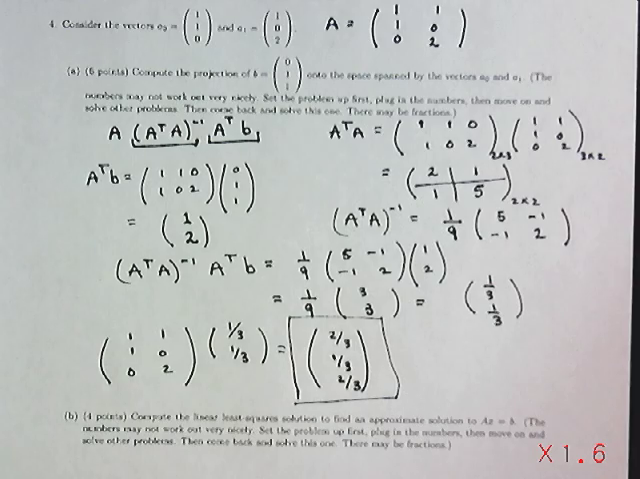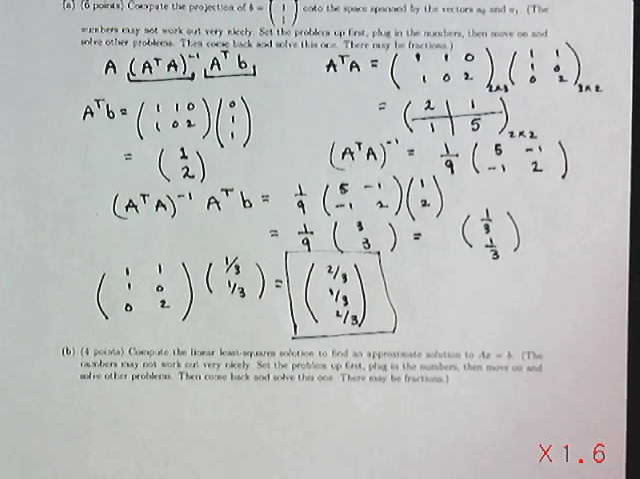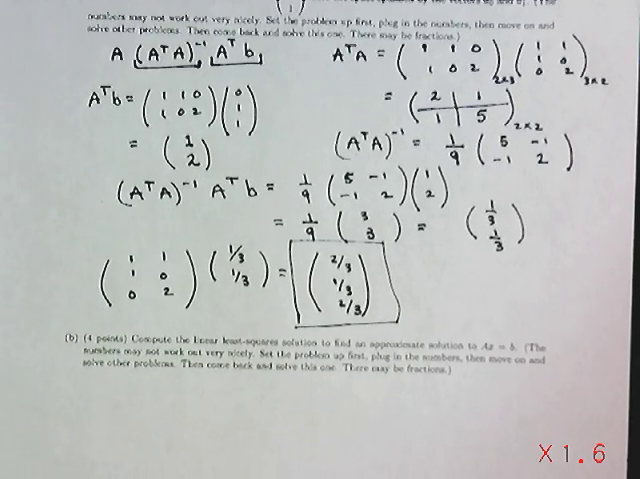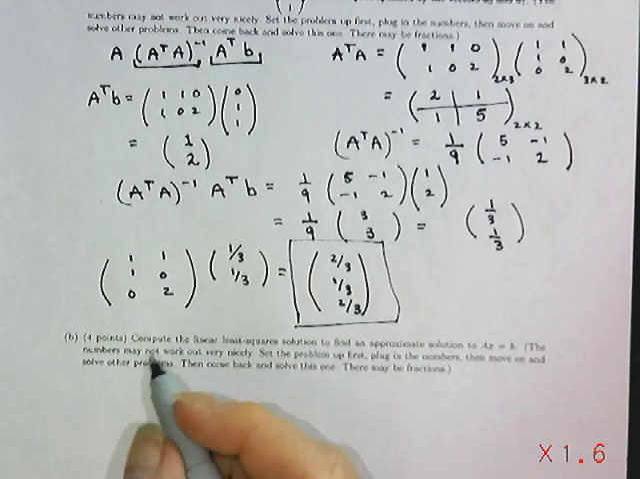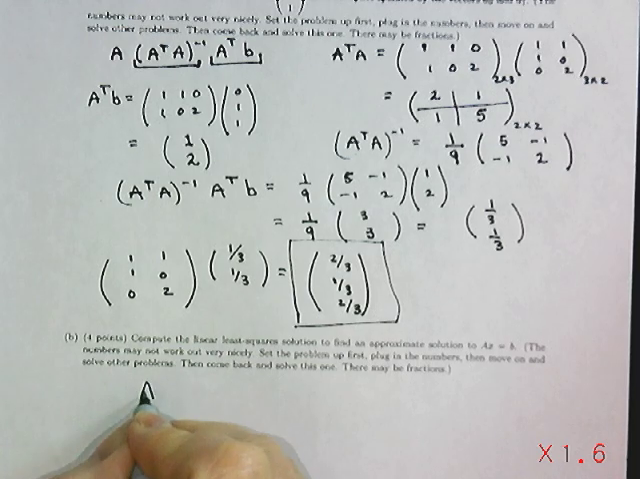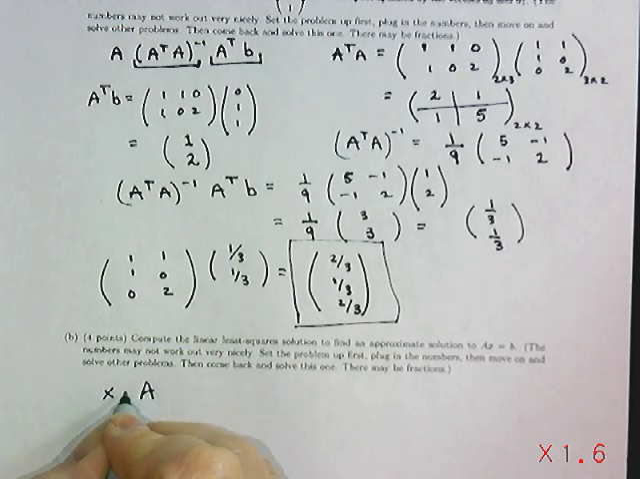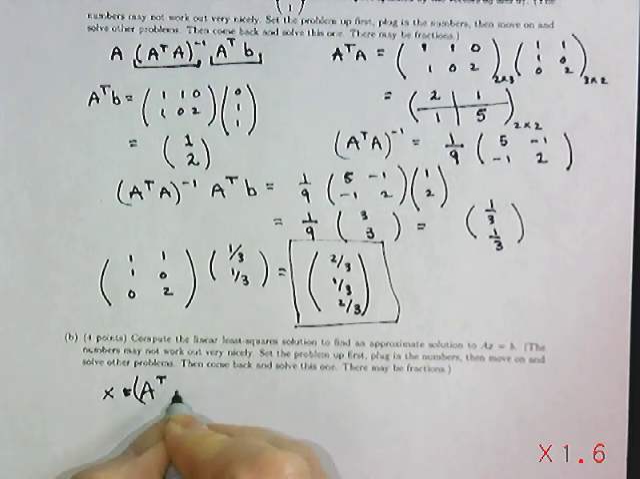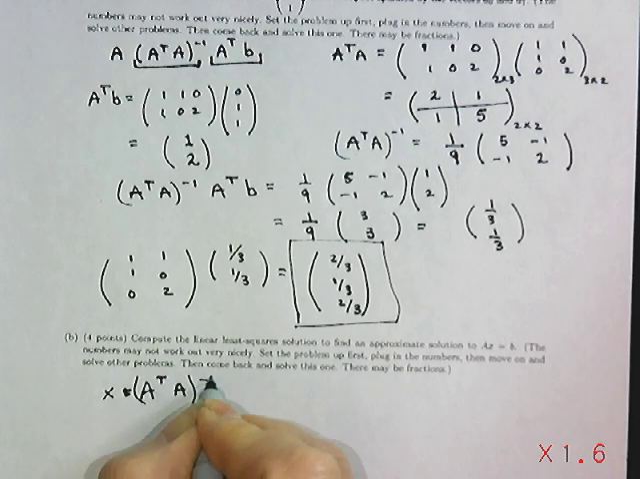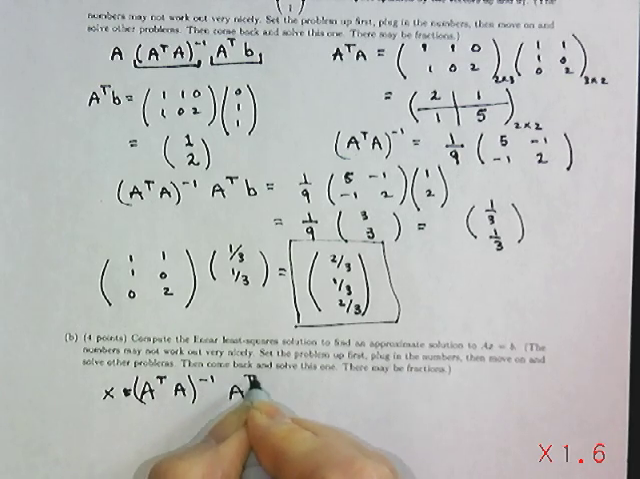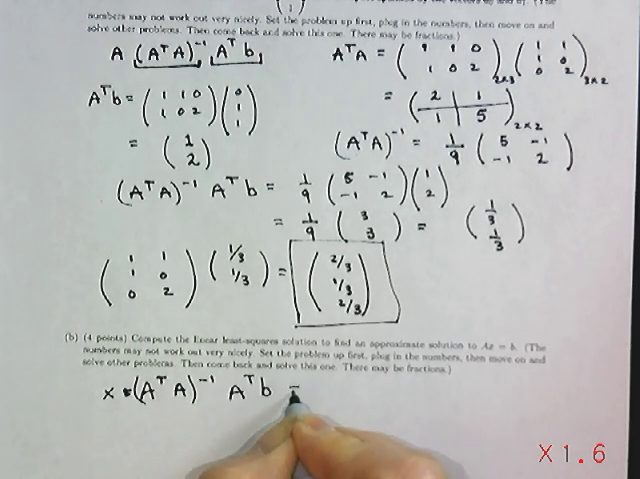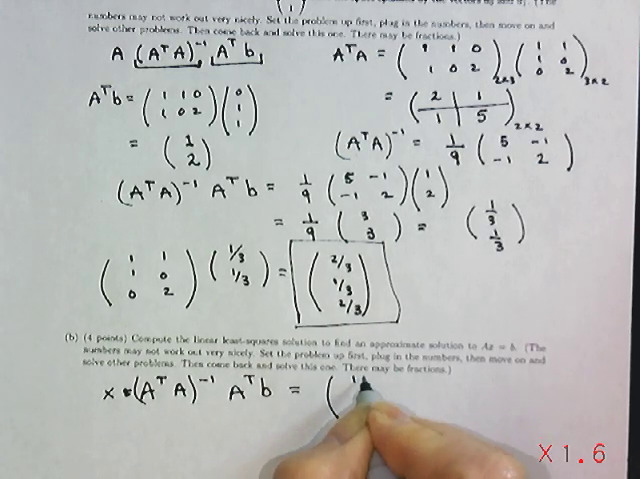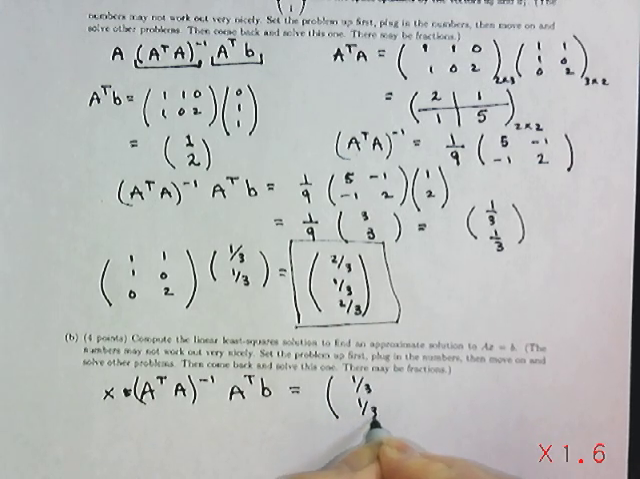Now the second question is compute the linear least squares solution to find the approximate solution of Ax equals B. Well, I recall the formula for that is that the approximate solution x is A transpose times A, quantity inverse, times A transpose times B, which we already determined was the vector 1/3, 1/3. So we're done.